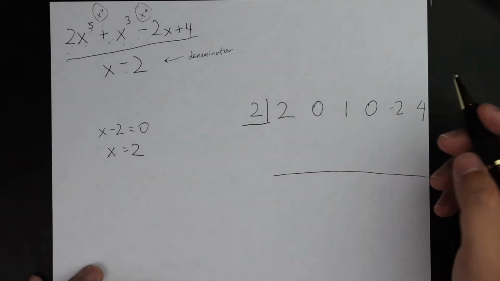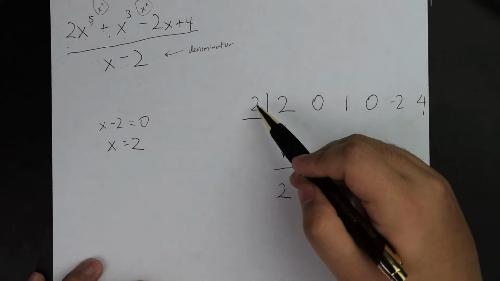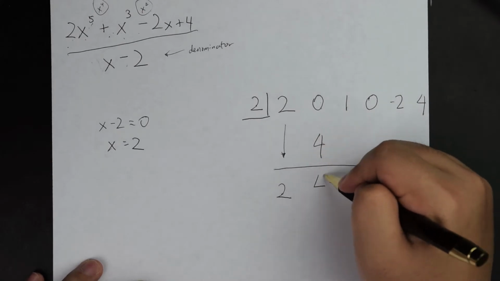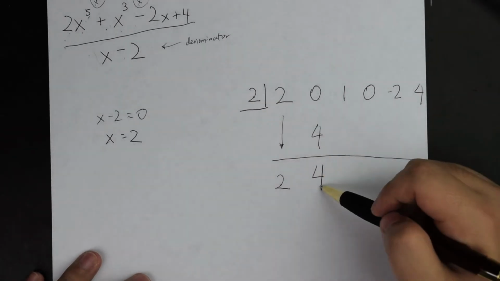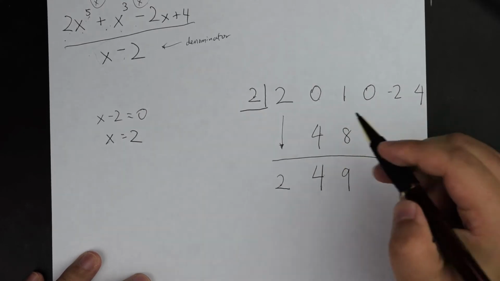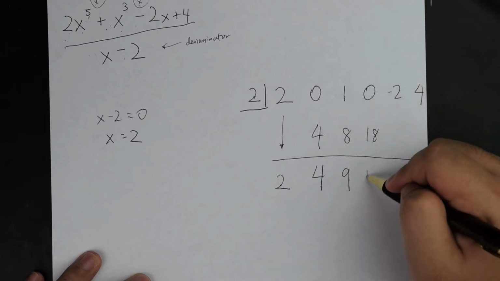My first step, as I stated before, was to bring down the first number here. So it's going to be 2. 2 times 2 is 4. 0 plus 4 is 4. So I'm going to go ahead and set that up. 2 times 4 is 8. 1 plus 8 is 9. And then I'm going to go ahead and continue. 2 times 9 is 18. 0 plus 18 is 18.